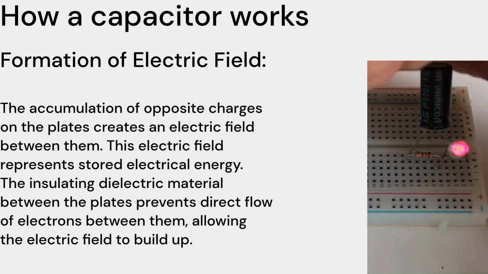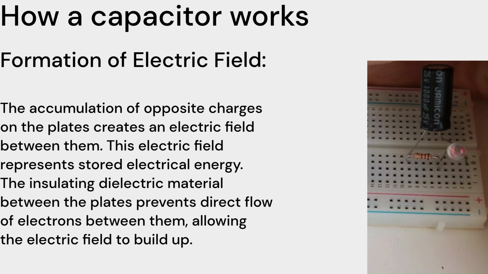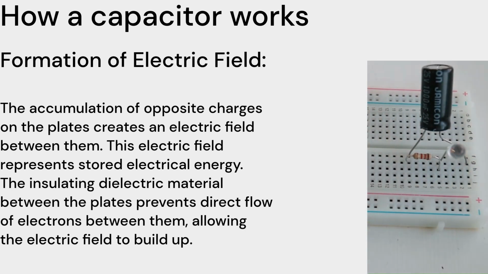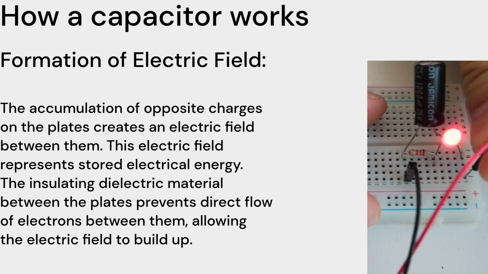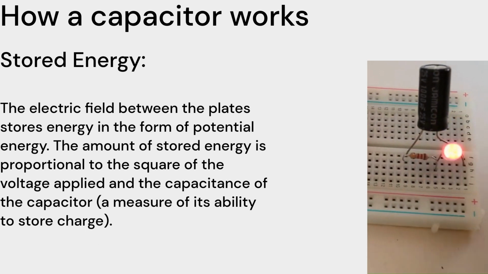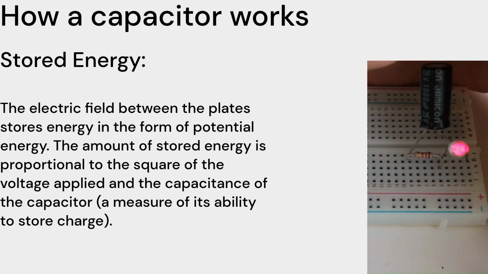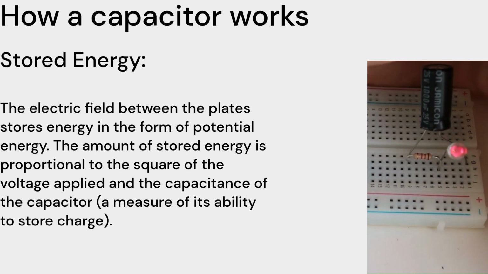Formation of electric field. The accumulation of opposite charges on the plates creates an electric field between them. This electric field represents stored electrical energy. The insulating dielectric material between the plates prevents the direct flow of electrons between them, allowing the electric field to build up. Stored energy. The electric field between the plates stores energy in the form of potential energy. The amount of stored energy is proportional to the square of the voltage applied and the capacitance of the capacitor, a measure of its ability to store charge.